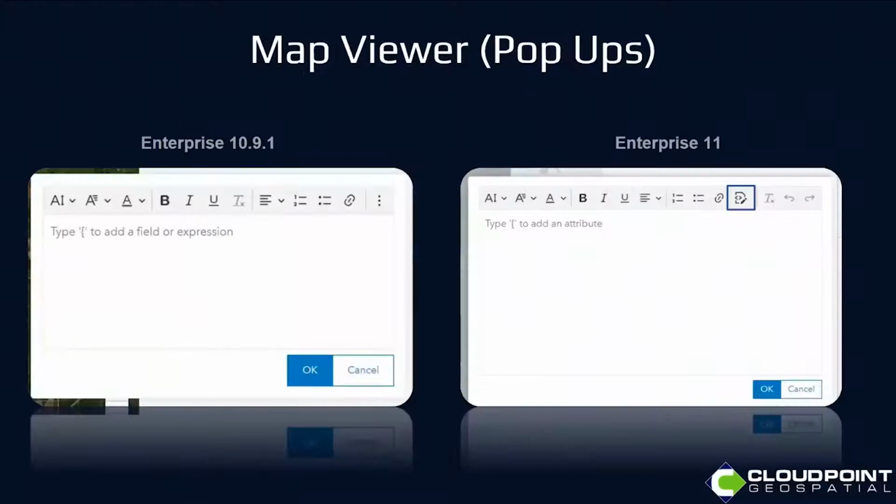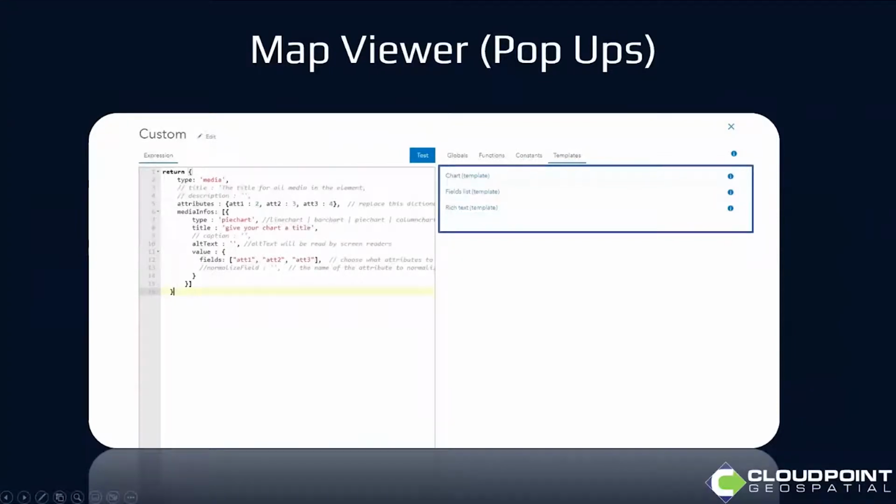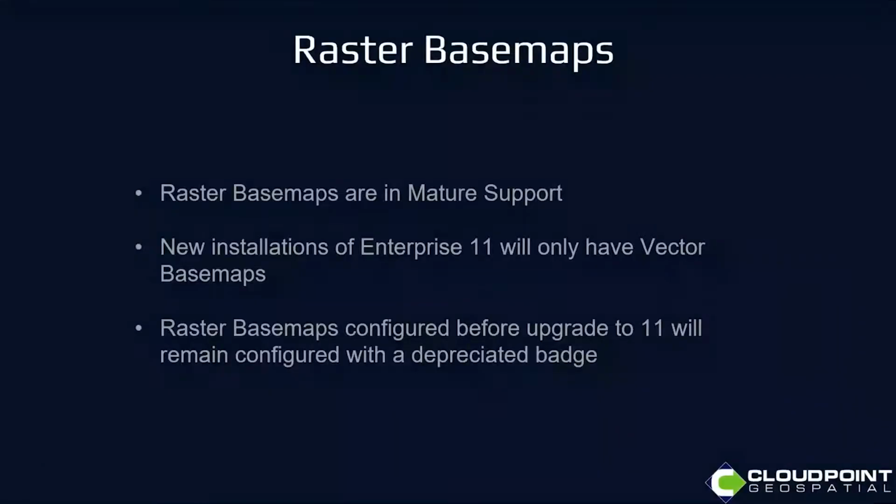Another thing that I was particularly happy about was to be able to see HTML added here in our pop-up. This functionality was available in Classic Map Viewer, and it wasn't initially included in the new Map Viewer. So now you can see it's over here. Your button for HTML in Enterprise 11 was not over there in 10.9.1. Another addition are templates for Arcade, which are also in ArcGIS Online, and now they're in Enterprise 11. So you've got a basic chart template, a fields list, and rich text.